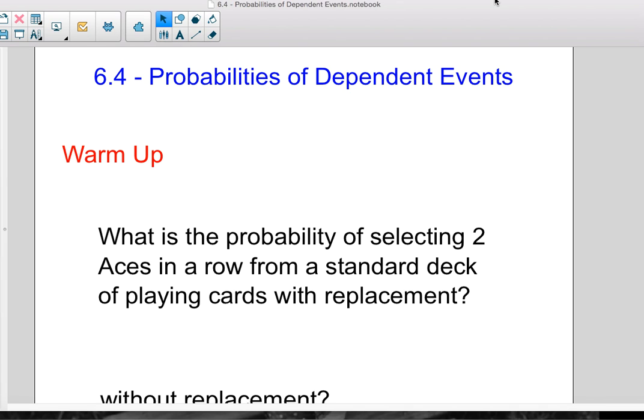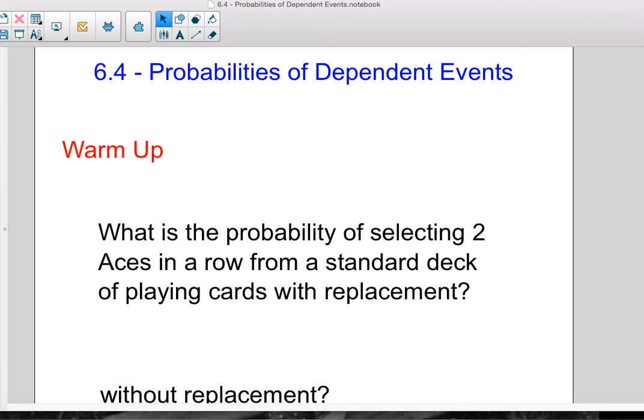Last lesson within the unit, 6.4, probabilities of dependent events, which is the exact same thing as conditional probability, just retitled a different way. It's just another day of conditional probability. Different types of things going on today, though.